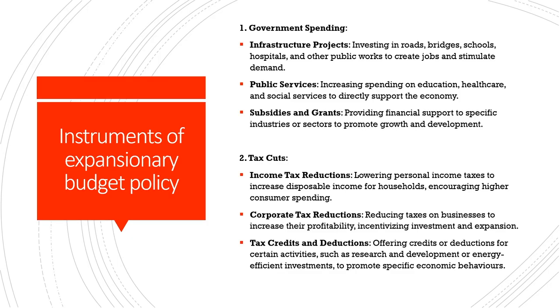Subsidies and grants, providing financial support to specific industries or sectors to promote growth and development in the short run, leading to long-term benefits, is another area of government spending. Similarly, there can be tax cuts: income tax reductions, corporate tax reductions, or tax credits and deductions. So, lowering personal income taxes will increase disposable income for households and therefore encourage higher consumption spending, leading to more and more spending and therefore production of goods and services in the long run.